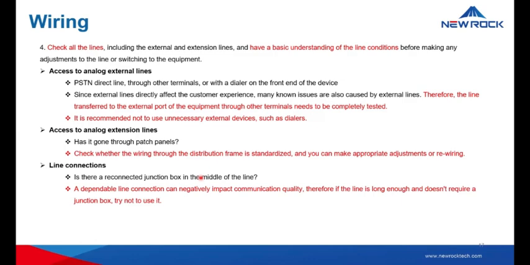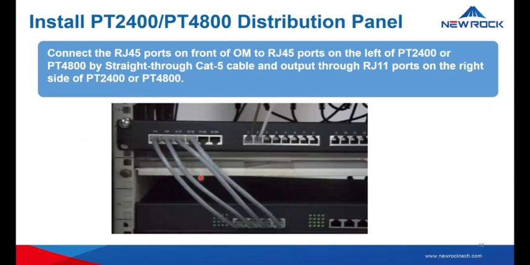Okay, the next part is how to install the patch panel. Basically, you have to connect. This is the patch panel at the top. You have the RJ45 from the OM, so connect that with at least 20 cm of cable. After this, I will show you how the cabling is done. Generally, the RJ45 is connected to the patch panel on this part, and the right part goes to the extensions or to the FXO ports.